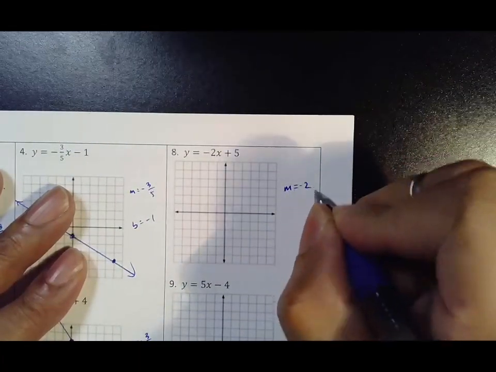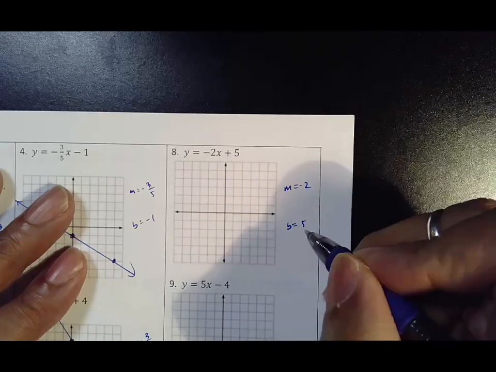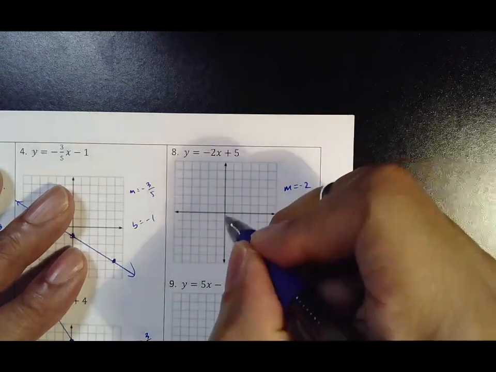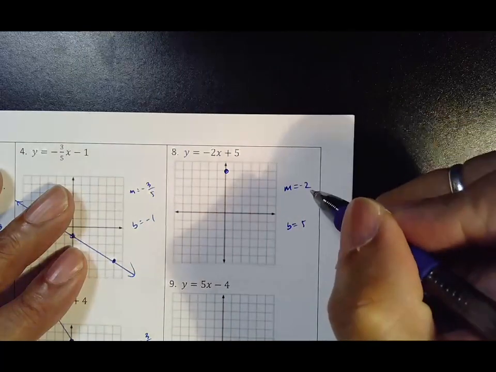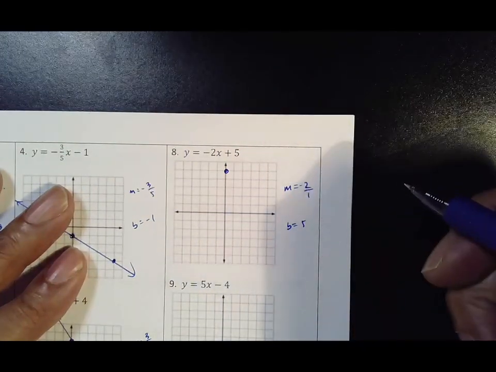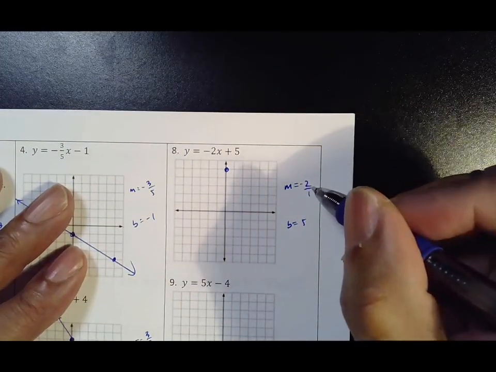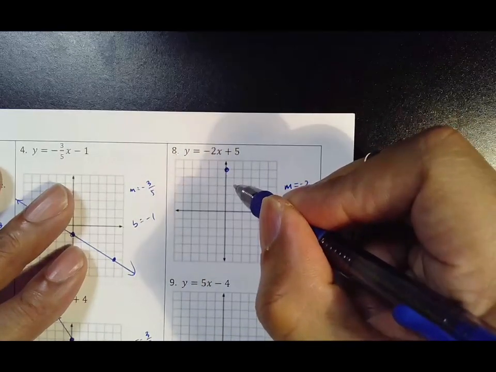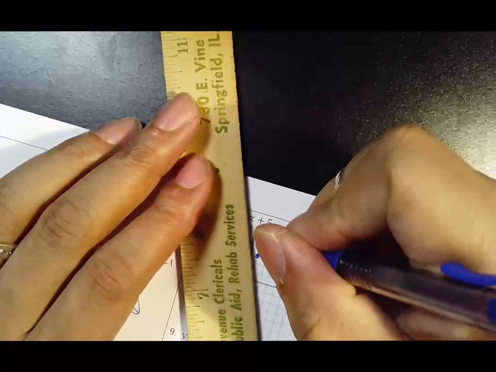Here again, m is negative 2, b is 5. Using the b first because that's my y-intercept, we go up to 5. If m is negative 2, I adjust that to a fraction, so I have a rise and run. Negative 2 over 1 means go down 2 and over 1, and then we wrap this up and finish it off.